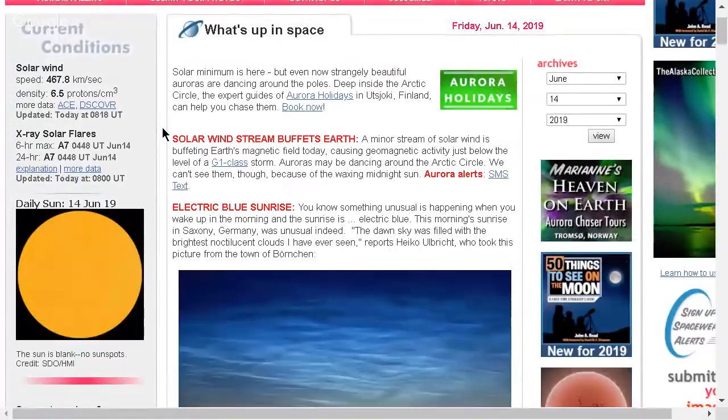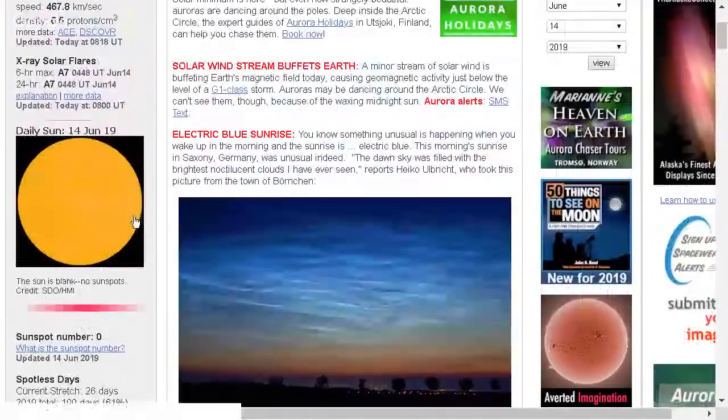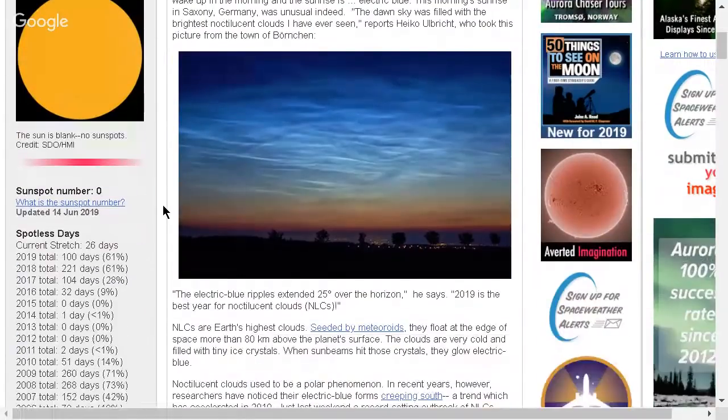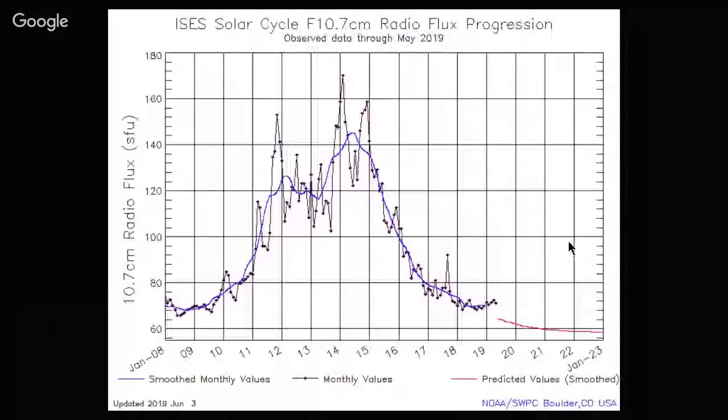Look at spaceweather.com. We see some noctilucent clouds, and we see record-breaking noctilucent clouds during this solar minimum. This photo here is from Saxony, Germany. I would reiterate that the 10.7 centimeter radio flux has dropped back down to 68, still above predicted values, solar minimum conditions.